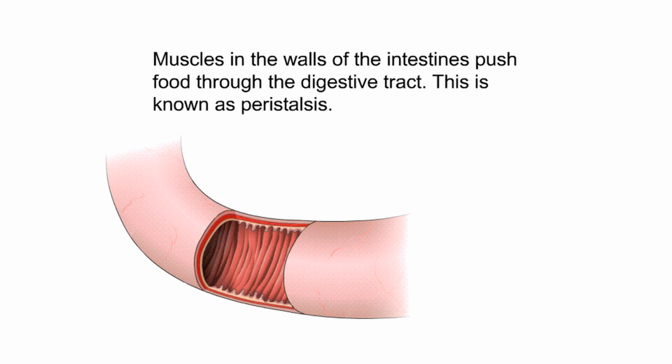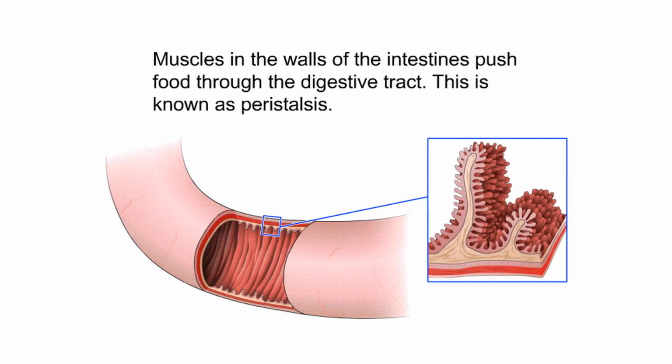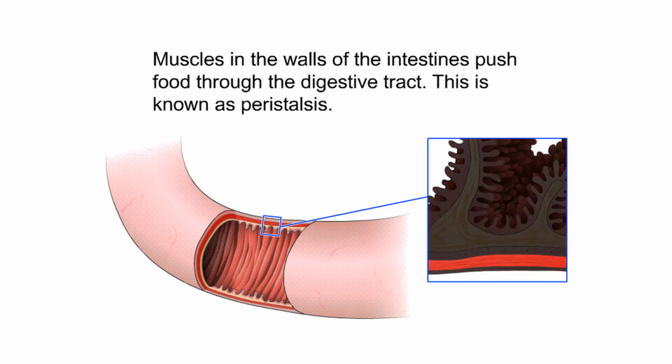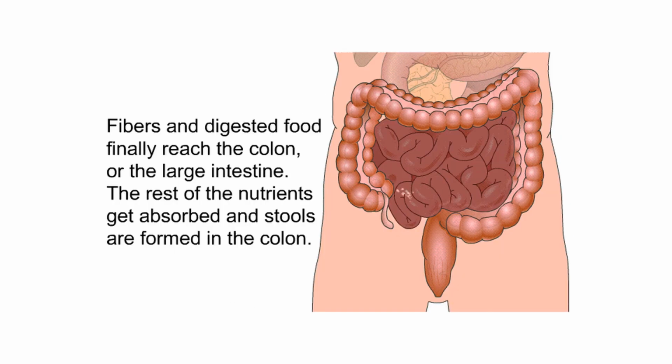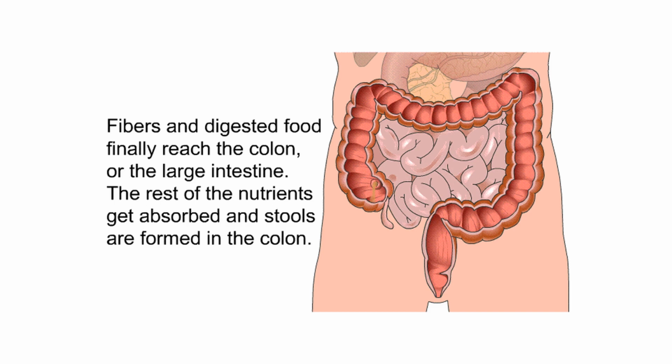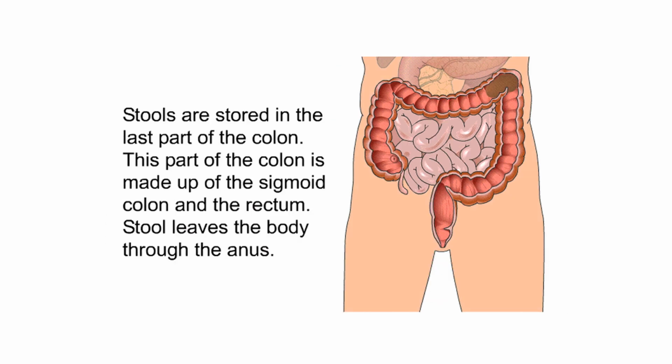Muscles in the walls of the intestines push food through the digestive tract. This is known as peristalsis. Fibers and digested food finally reach the colon or the large intestine. The rest of the nutrients get absorbed and stools are formed in the colon. Stools are stored in the last part of the colon. This part of the colon is made up of the sigmoid colon and the rectum. Stool leaves the body through the anus.